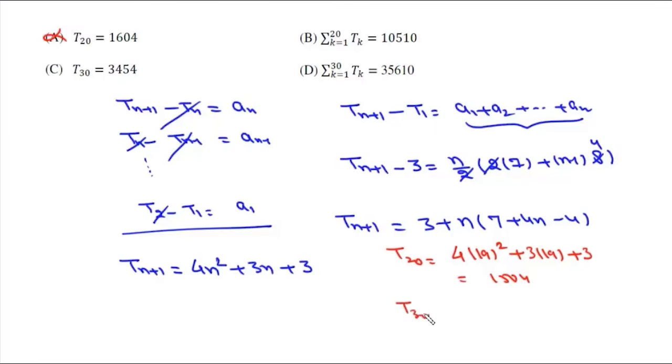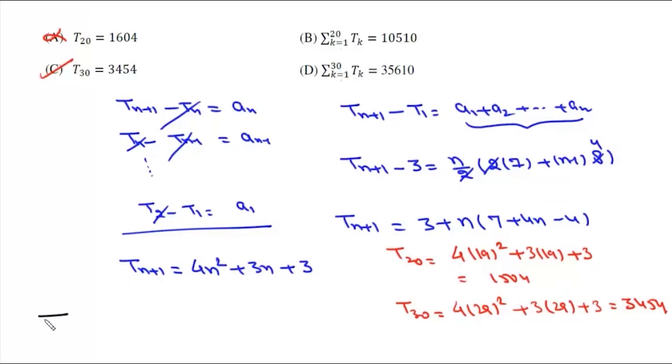And for T30, we'll put n as 29. So it will be 4 into 29 square plus 3 into 29 plus 3. And this value is 3454. That means this option C is correct. Now we have to find this summation, k varies from 1 to 20 and 1 to 30.